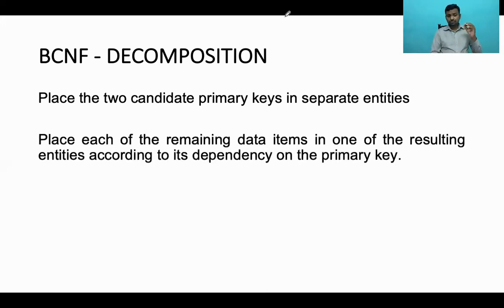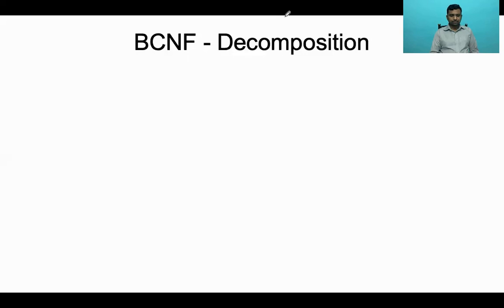Next, place each of the remaining data in one of the resulting entities according to its dependency. So what are all the remaining non-key attributes or non-key columns? Place them either in the first table or in the second table, depending on the dependency of the columns on the primary key. Okay. Now let us see an example.